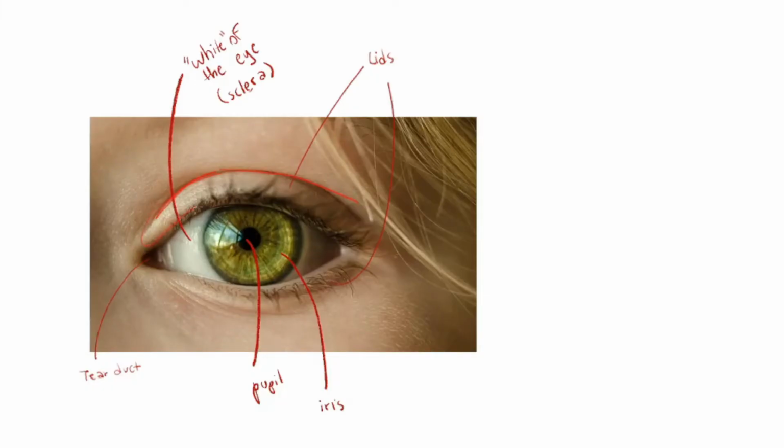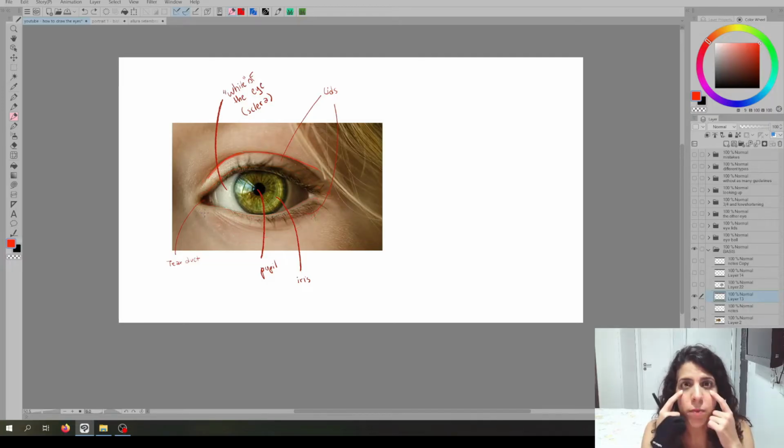So we have this, which is very movable, and the lower one that doesn't move as much. You can squint, but even if I open my eyes the most that I can, it won't open this as much. It will be mostly here and the eyebrows. So we gotta keep this in mind. The bottom lid doesn't move as much.